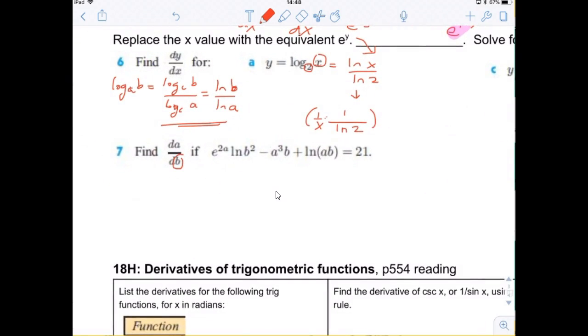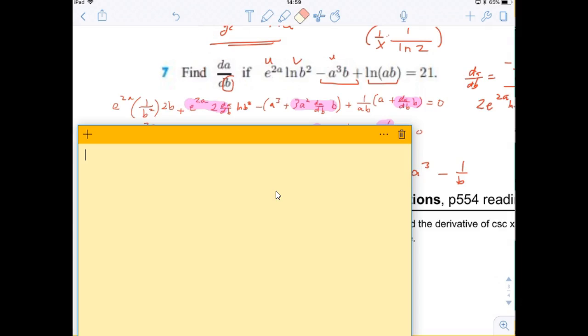So we're taking the derivative with respect to b of everything. Here we go. This first term is actually a product of two variable expressions. So we write down u, e to the 2a, and then we take the derivative of v. The derivative of natural log is 1 over x, so it would be 1 over b squared. Take the chain rule of b squared, which would be 2b. We're taking with respect to b, right? Then we need to do u dash v, so u dash would be e to the 2a times 2, and then da/db, because it's with respect to b, not to a.